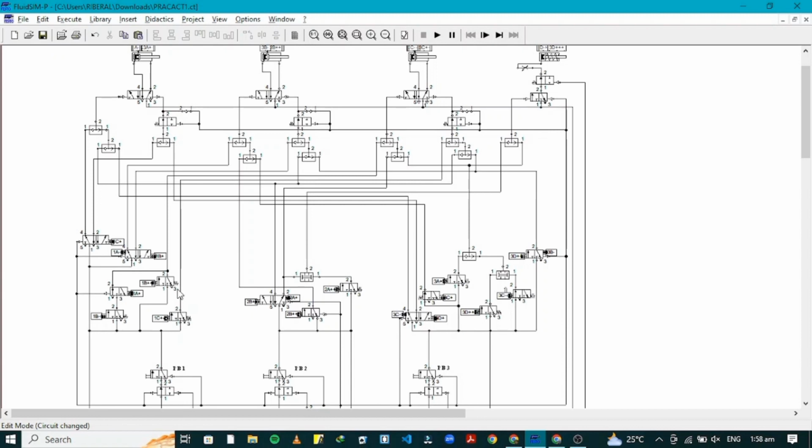So, the third sequence is A-, C-. For actuator A to retract, it is handled by the retraction process of actuator B earlier.